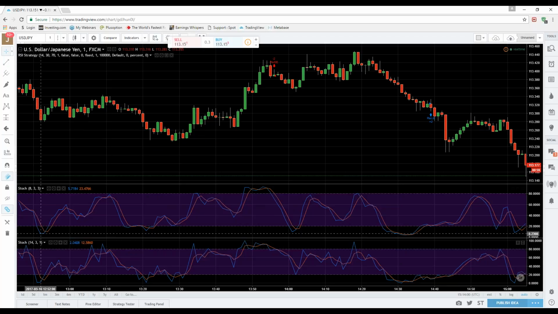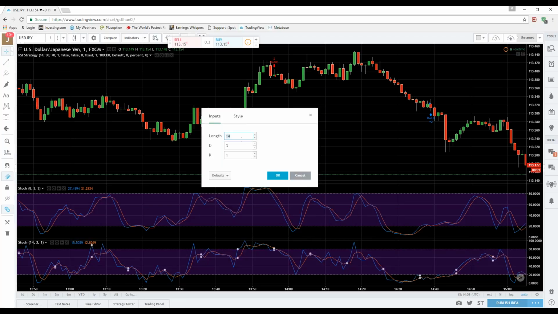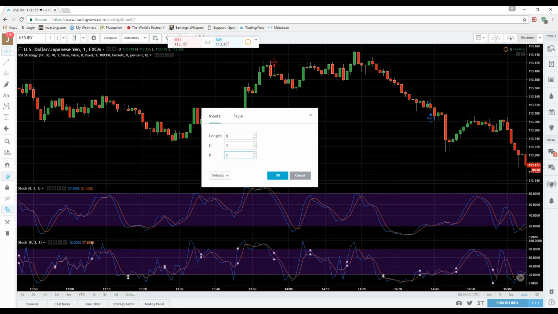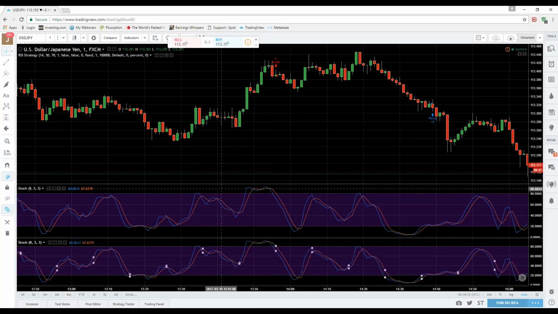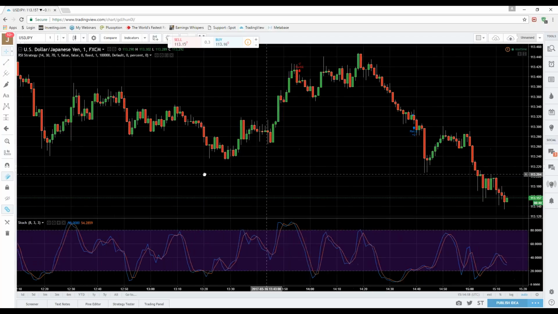Now, you won't notice the difference. The default is 14, 3, and 1, and I've changed it to 8, 3, and 3. In order to do that, come over here to the Format button, go to Inputs, and change it to 8, 3, and 3. All right, so we only need one, so I'll close one of these. And here we have our stochastic lines.